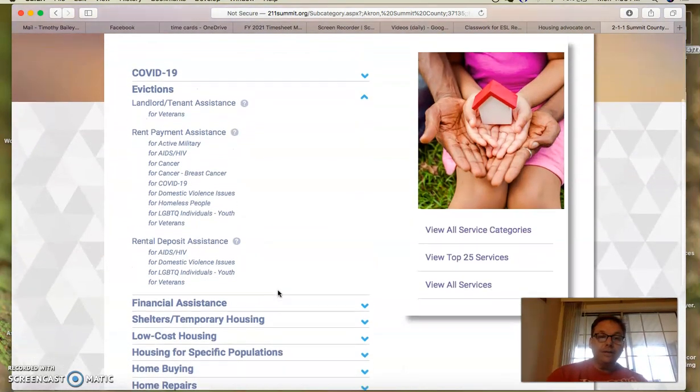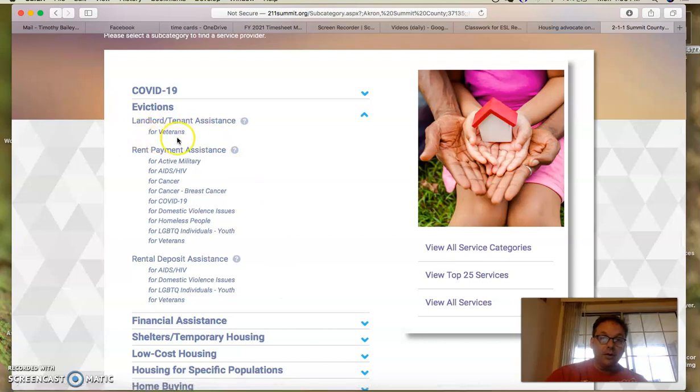And you'll see there are different categories here, right? So landlord tenant assistance programs, and then there are for veterans, so people that were in the military, rent payment assistance to help pay for rent, and rental deposit assistance. A deposit is the money, sometimes the first and last month rent that you have to put on an apartment or a house that you're renting before you can move in, right?